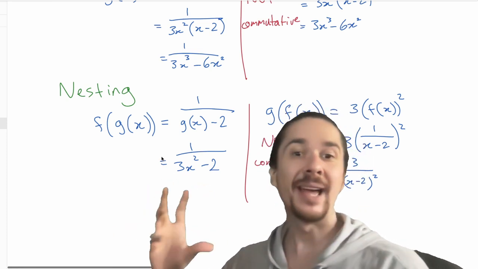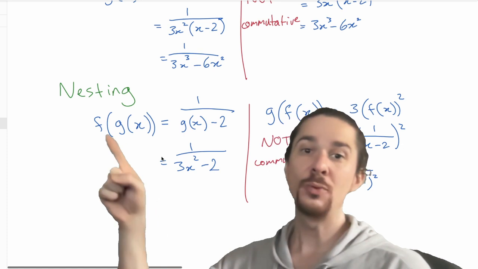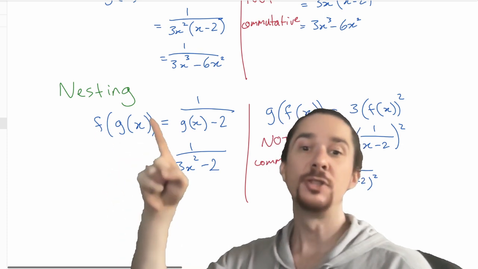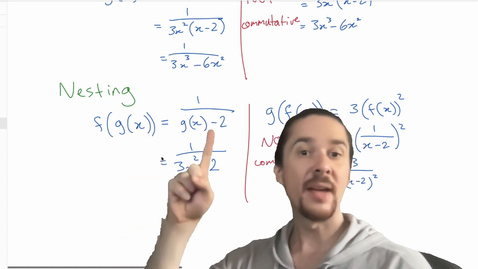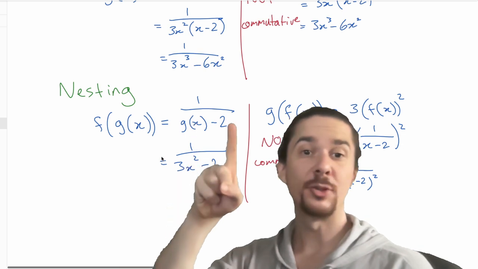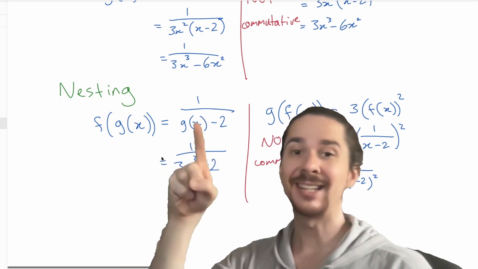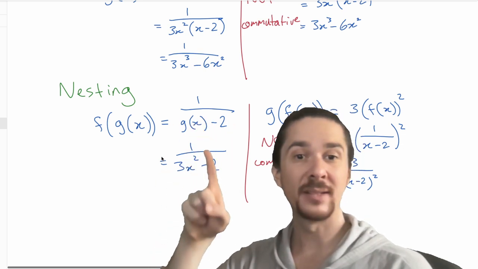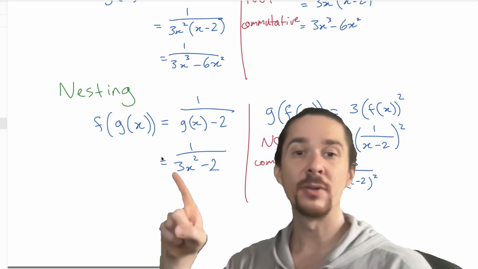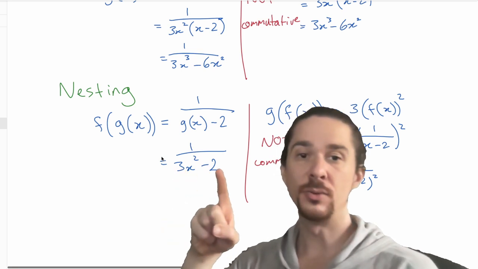And finally, we get to the new operation called nesting. So instead of doing f of x, we can do f of g of x. So f of x was 1 over x minus 2. Now everywhere that we had x, we replace it with g of x. So this becomes 1 over 3x squared minus 2.